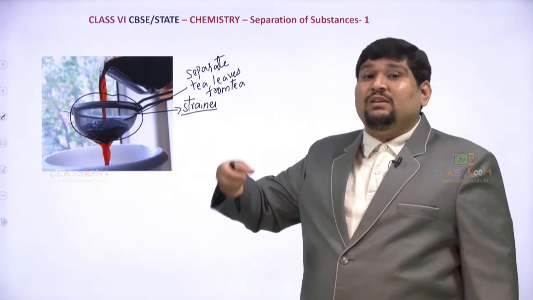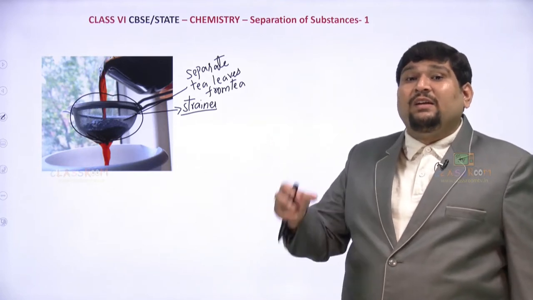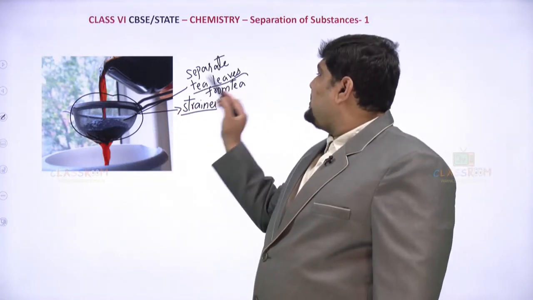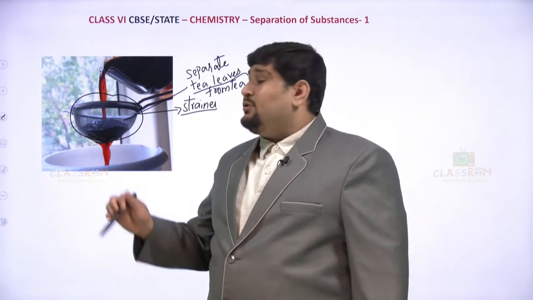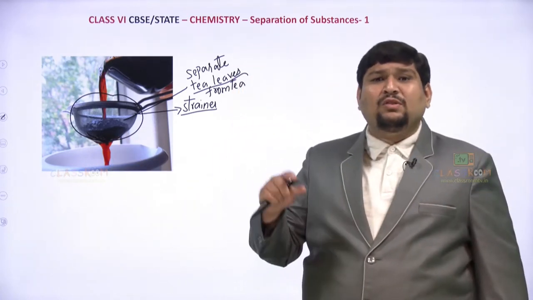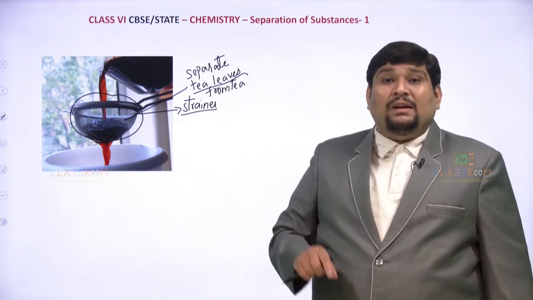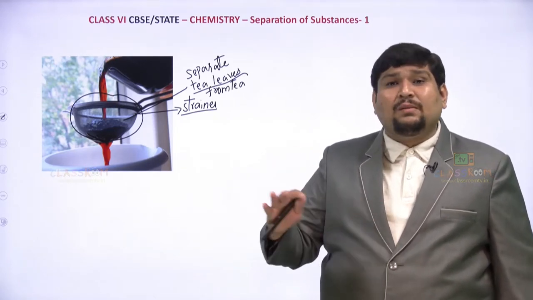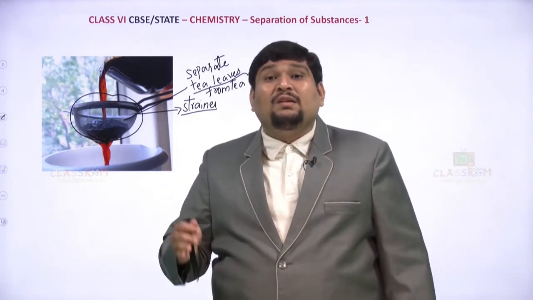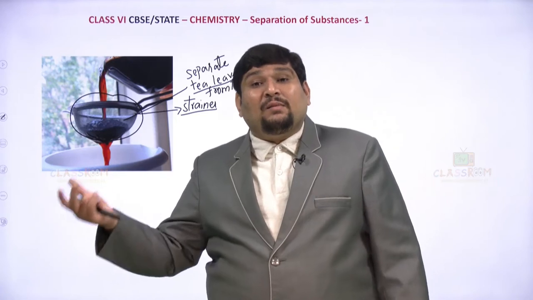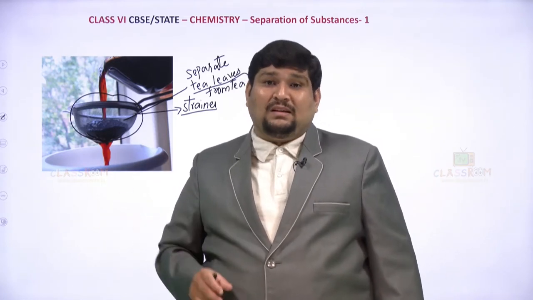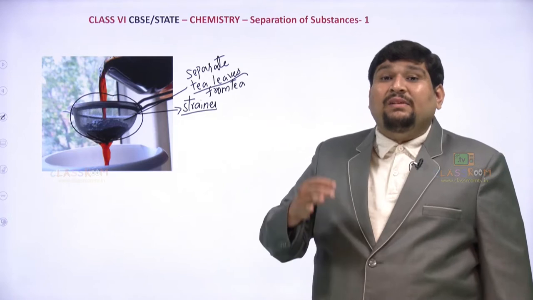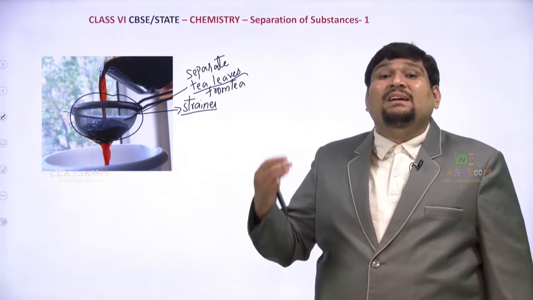What is the role of a strainer here? A strainer is used to filter out, or separate, some of the particles or substances, like the tea leaves in the case of tea. Unless you use a strainer, are you able to separate the tea leaves from the tea? No. In the solutions you prepare, not all substances dissolve. Only some substances dissolve, while other substances remain the same after being mixed. So it's our duty to separate them, and to do that we need different methods and techniques.